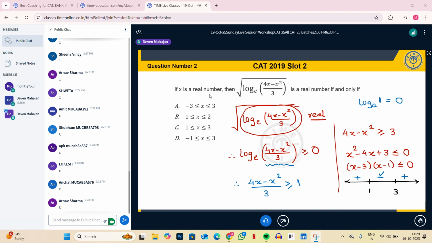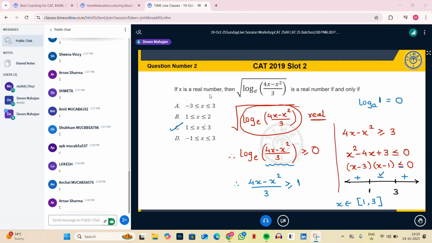तो x का वैल्यू होना चाहिए 1 से लेके 3 तक, including 1 and 3, because we want equal to 0 भी चलने वाला है. Equal to 0 चलेगा तो 1, 3 themselves are also allowed. So x का रेंज होगा from 1 to 3 inclusive. So option C is the answer.